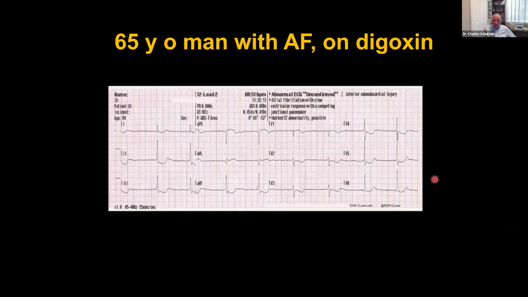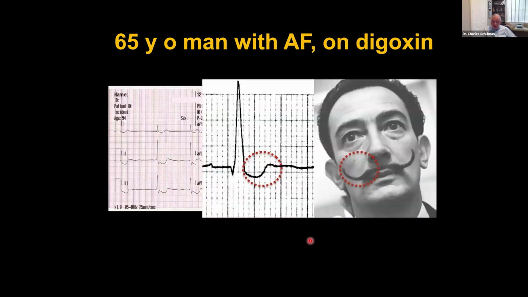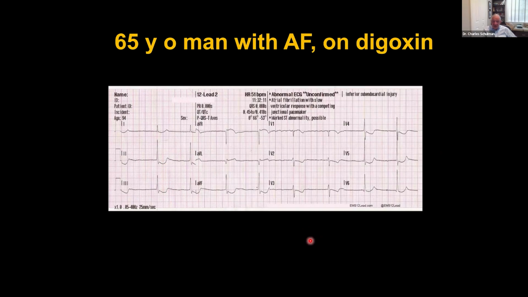Now, here's a 65-year-old man with atrial fibrillation who takes digoxin. And digoxin can cause these scooped-like ST segment depressions, which have been called similar to Salvador Dali's mustache.